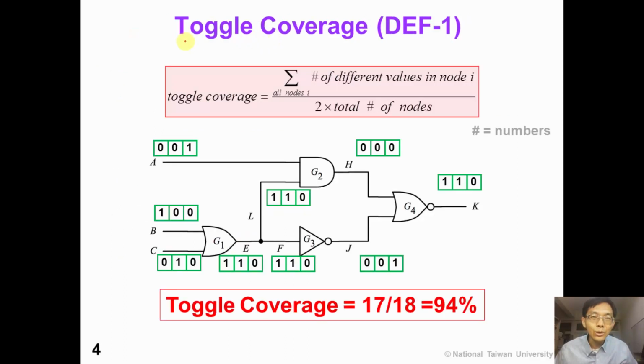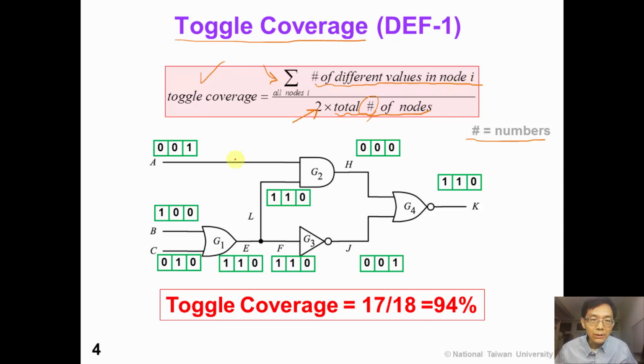Okay, so let's start with the first alternative, toggle coverage. The definition of toggle coverage is shown in this rectangle. In the denominator, we have 2 times the total number of faults. This pound sign represents number. In the numerator, we have a summation of the number of different values of every node in the circuit.